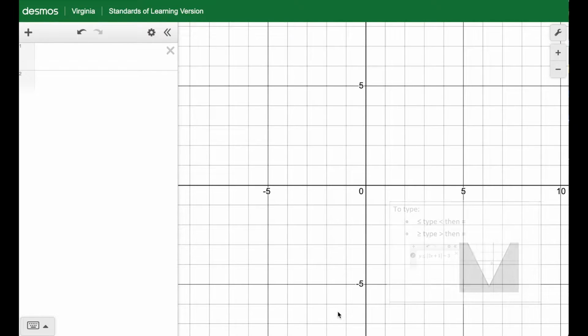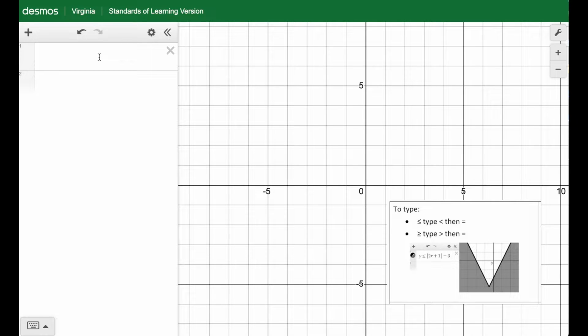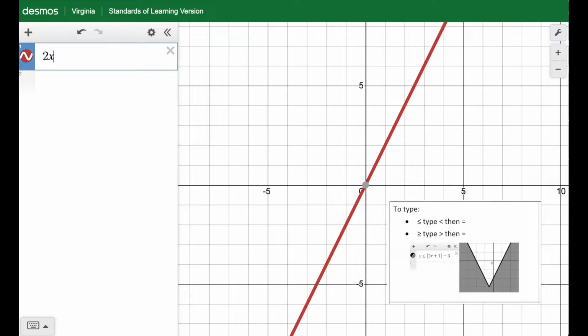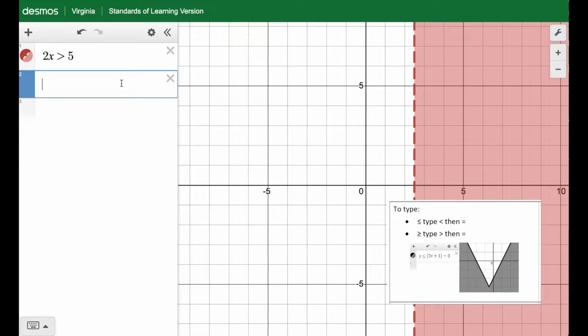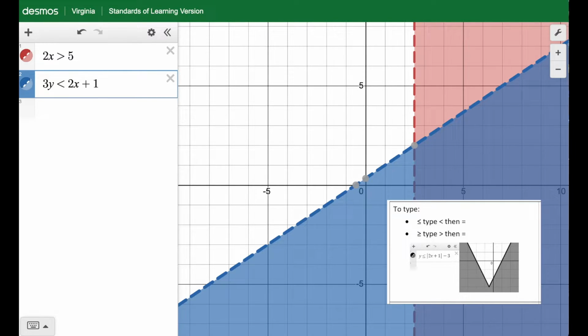The first one is that if you're typing an inequality that has the less than or equal or greater than or equal, that little equal sign, if you look at your keyboard, you can see the greater than and less than signs on the bottom row with the comma and period. So if I was, for example, saying 2x is greater than 5, or let's say I have 3y is less than 2x plus 1, those keys you just use shift and either comma or period.